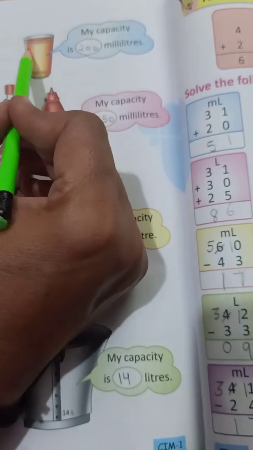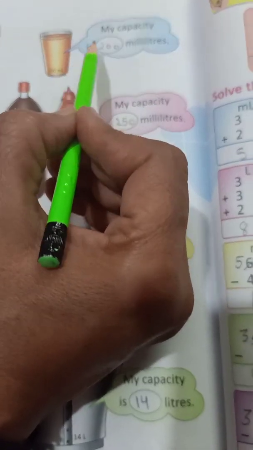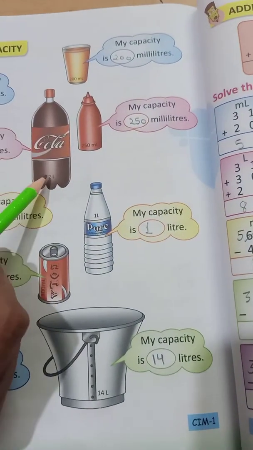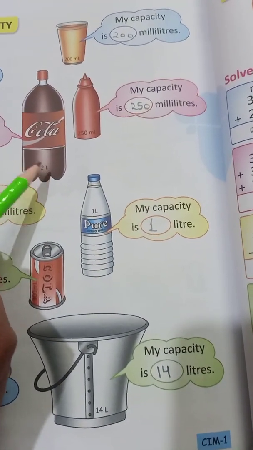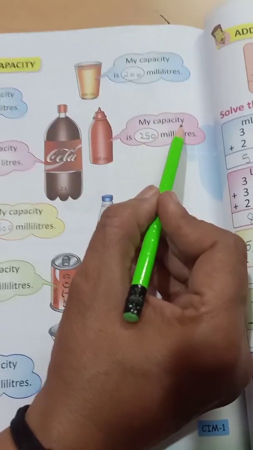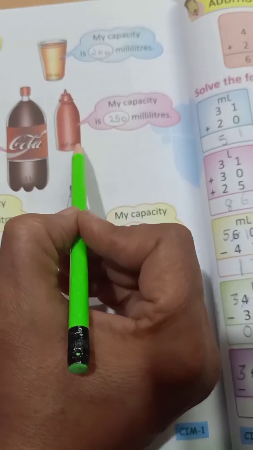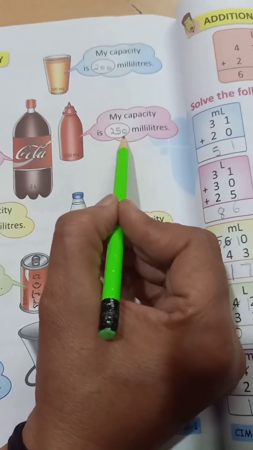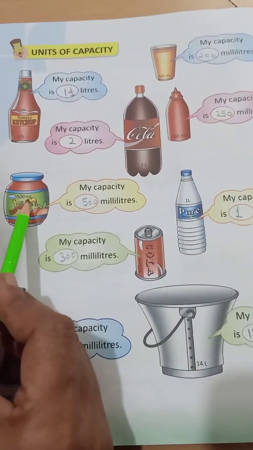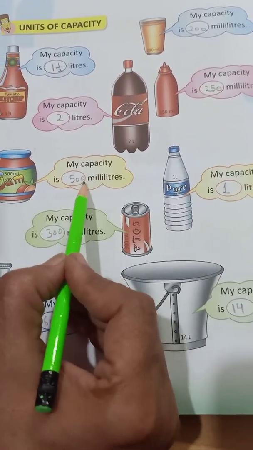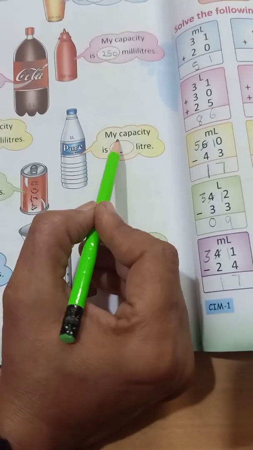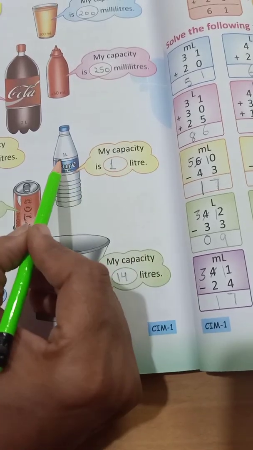Here this is a glass of 200 milliliters, so my capacity is 200 milliliters. Here again a Coca-Cola bottle, 2 liters is written here, so my capacity is 2 liters. Next, this bottle is 250 milliliters. Here a jam bottle, 500 milliliters is written here, so 500 milliliters will come here. This is a Bisleri bottle, my capacity is 1 liter, 1 is written here.